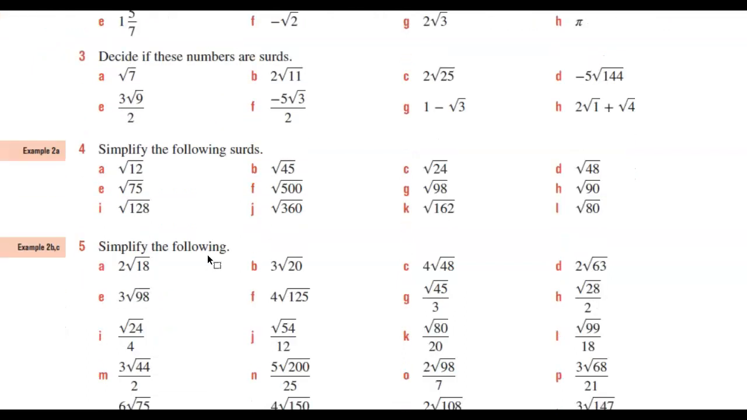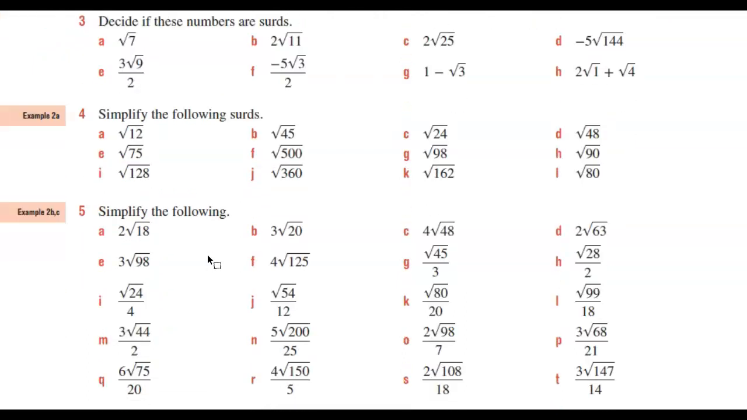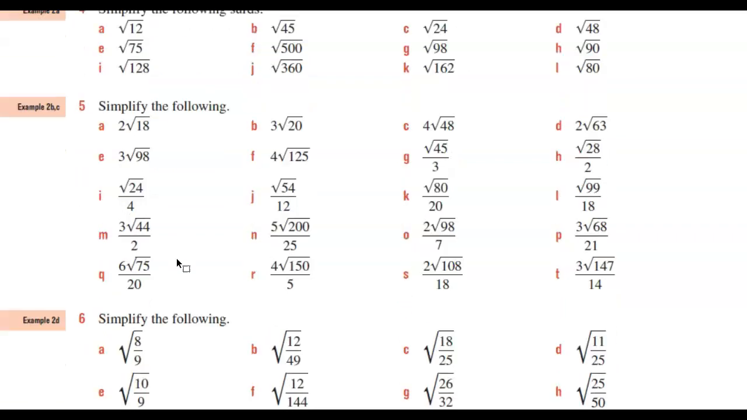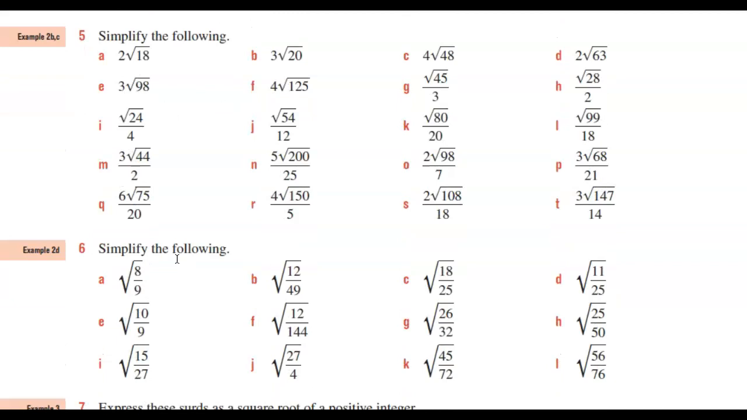Question 5 is also simplifying surds, but this time you've got to think about the number at the front. So the square root of 18, when you simplify it, becomes 3 root 2. So it's going to be 2 times 3 root 2, so 6 root 2. You're just basically multiplying it by another number, nothing too different. And then you've got some fractions there, so remember the rule.